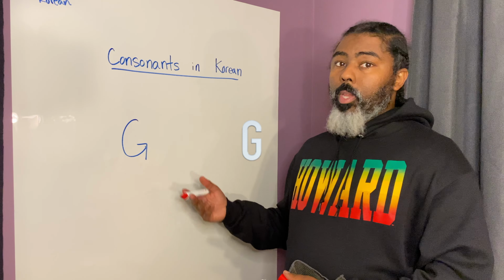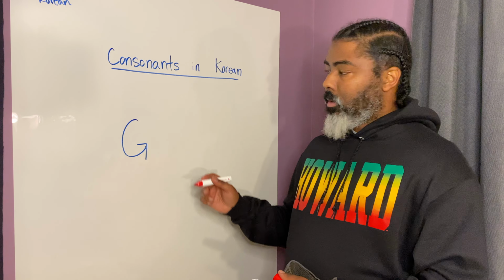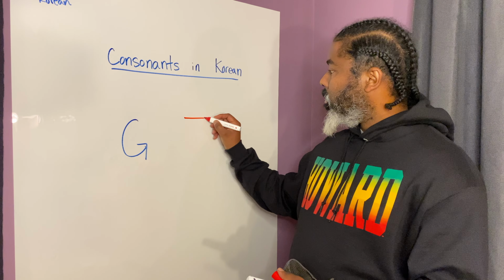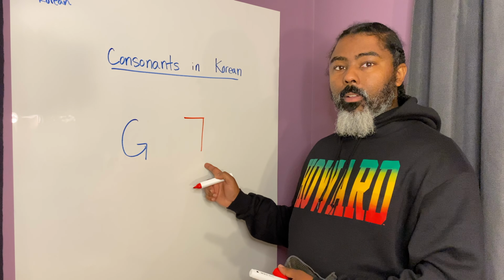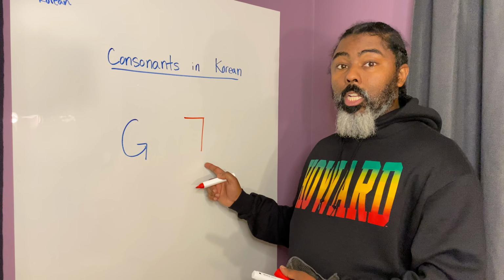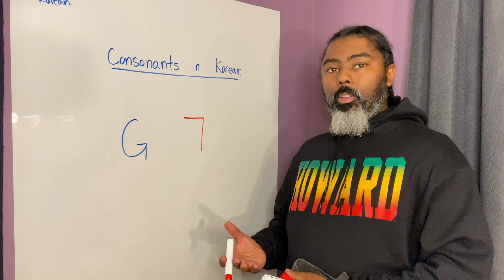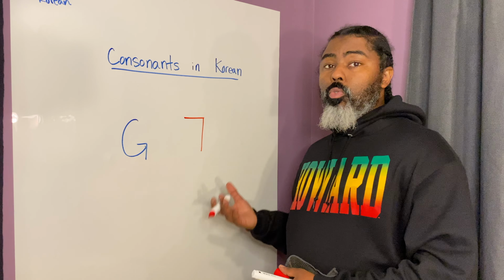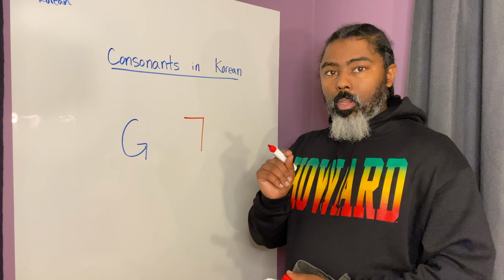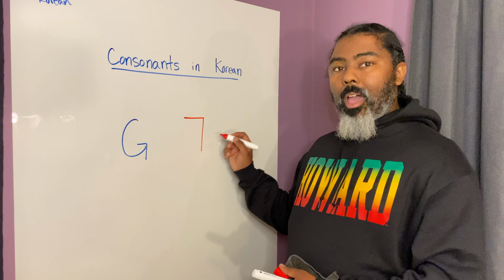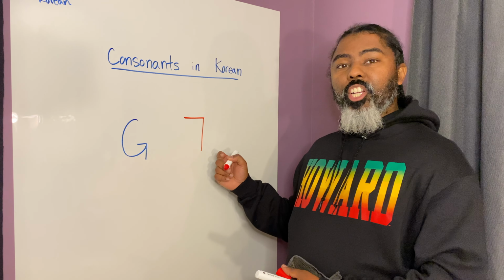In English, we know this to be the letter G. In Korean, it is called Giyuk, and it is written like this. G in English, and the Giyuk in Korean, G. Now, learning the names of the characters at this point may be difficult. I will use them, but it is not incumbent upon you to memorize them at this time. Focus on how this character has been written and the sound that it produces. G.